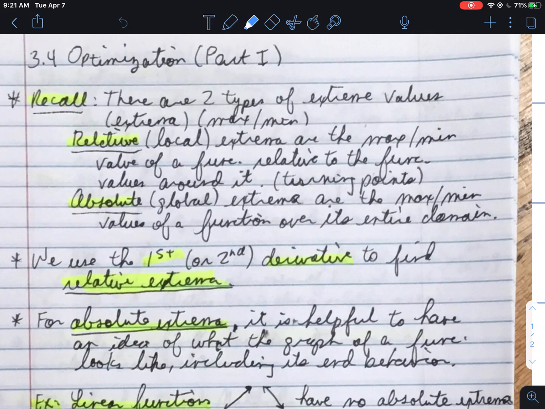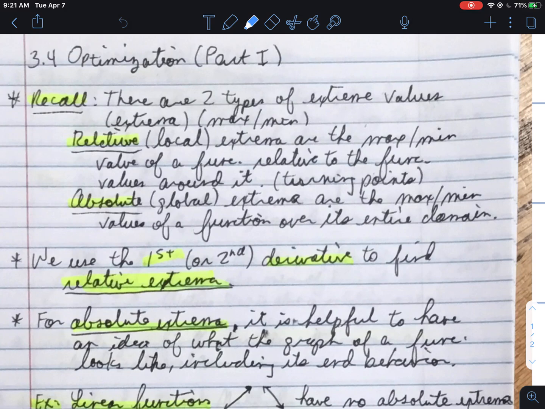Now, finding our relative extrema, right? We used our first derivative, where we found our critical values, and then we checked the sign of our first derivative, positive or negative, to tell us if the function was increasing or decreasing. We also had that second derivative test that we mentioned. We didn't really make use of it. We said it was an alternative.